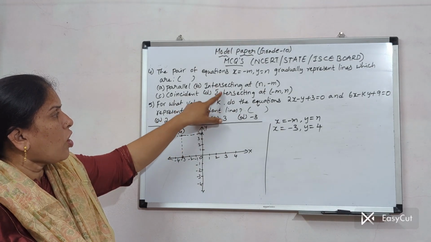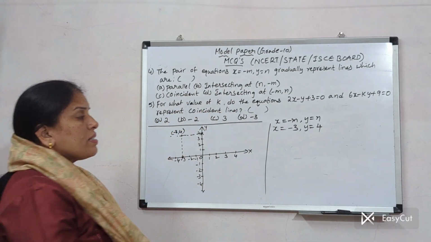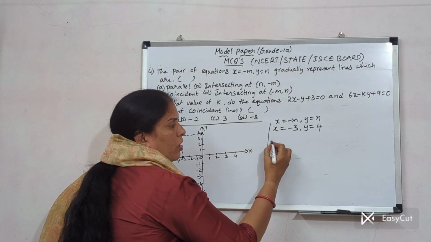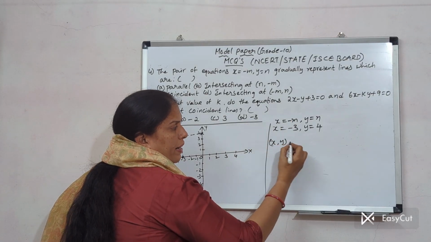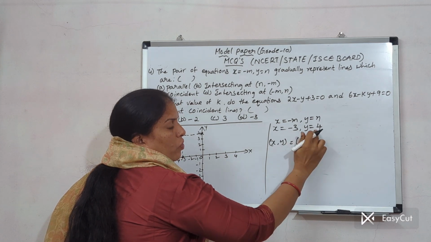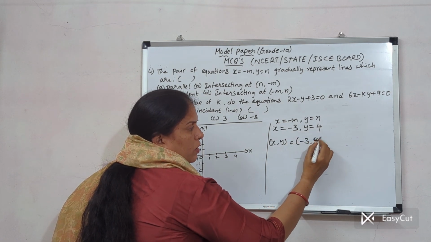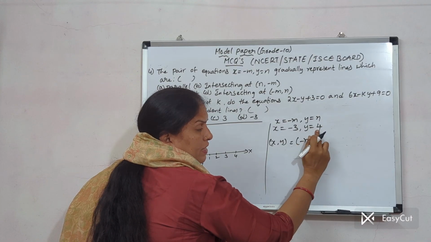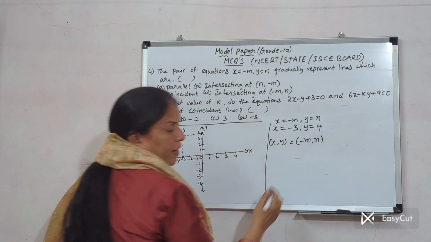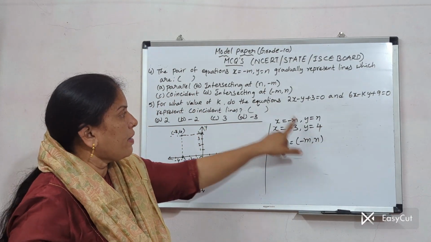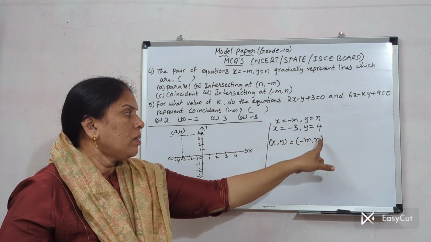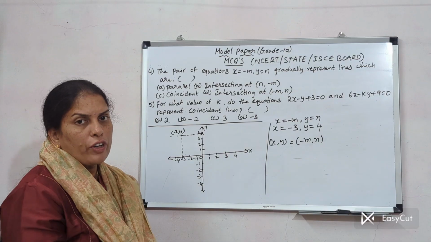That means in these two options, which one is correct? See here, in the place of minus 3, if I take m, so x and y, what are the coordinates? Minus 3. What is the y coordinate? 4. Sorry, minus m, 4. Instead of 4, n. Okay. Minus m, n. Minus m is the x coordinate. N is the y coordinate. All of you understood?